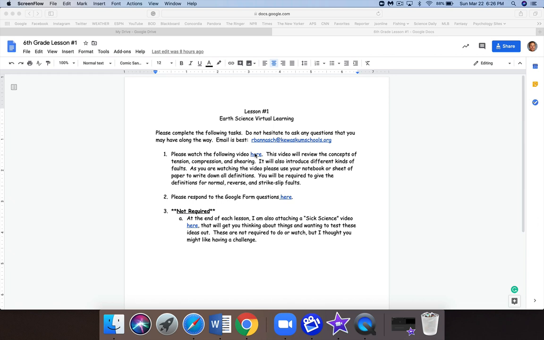In your notebook, hopefully you have your notebooks at home, I want you to jot down or write down the definitions because at the end of this you're going to be required to have the definitions of normal, reverse, and strike slip faults.